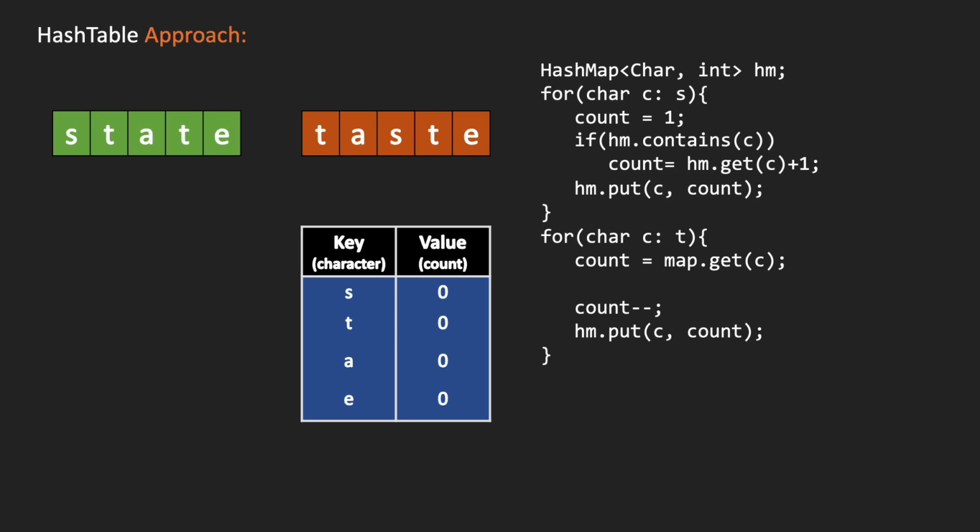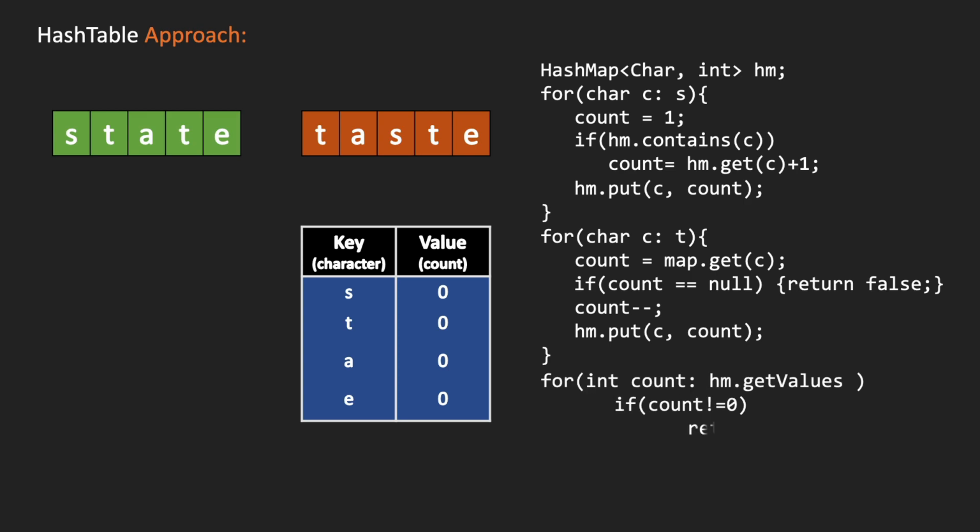So we add a condition. If map.get(c) gives you a null value, that means this character was not present in the first string, so we simply return false. Now finally we iterate over the hash map to check if all values in it are zeros. If we find any non-zero value, we return false, else we return true.